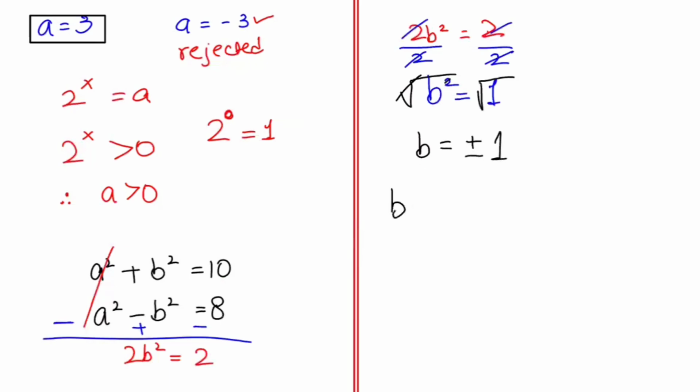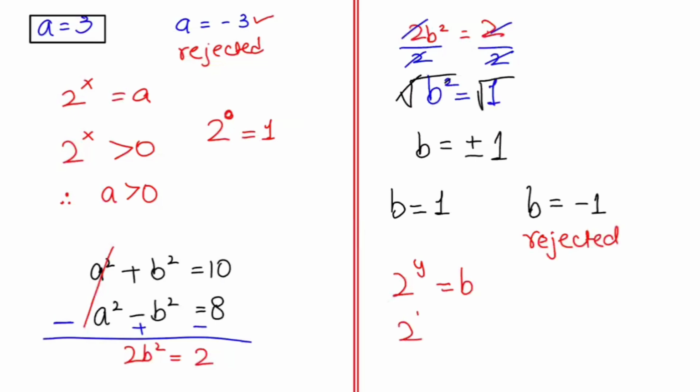Now we have again b equals positive 1 and b equals negative 1. Again here, this b equals negative 1 is rejected. Why? Because 2 to the power of y equals b. So here 2 to the power of y should be greater than 0, because as I told you, if I put the y value at 0, it will be equal to 1. So here b should be greater than 0. So that's why it's going to be rejected.